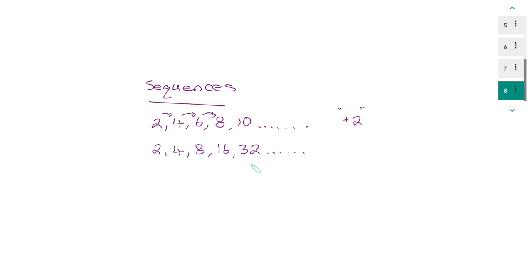We're just adding 2. So the second one is slightly different in that we're not adding this time. What are we doing? We're multiplying by 2. Okay, so here we're multiplying by 2. And these are the two main sorts of sequences that you need to know about.